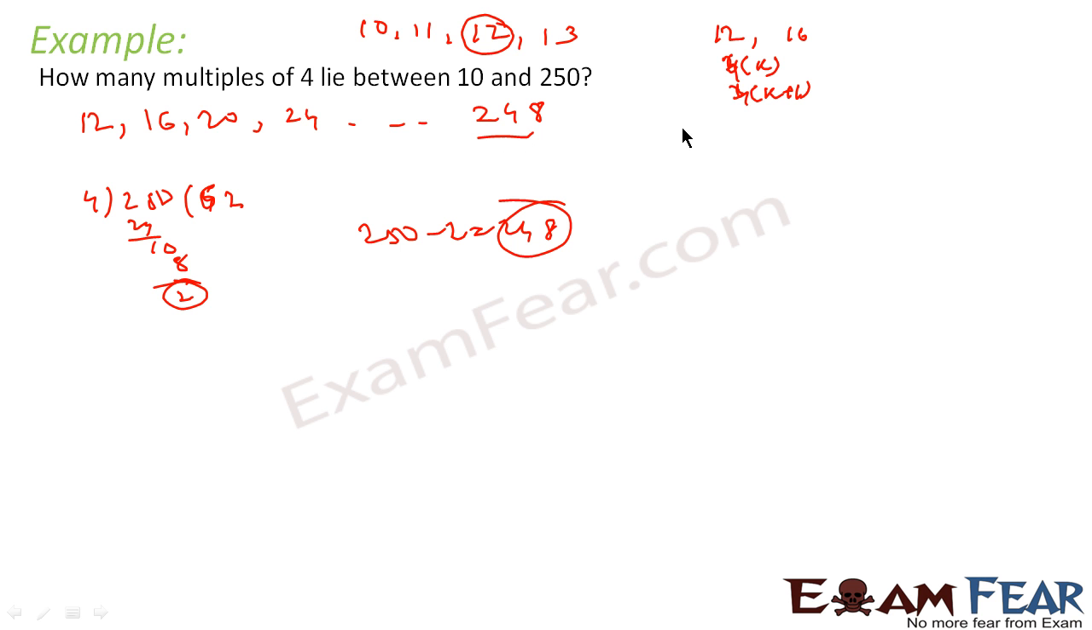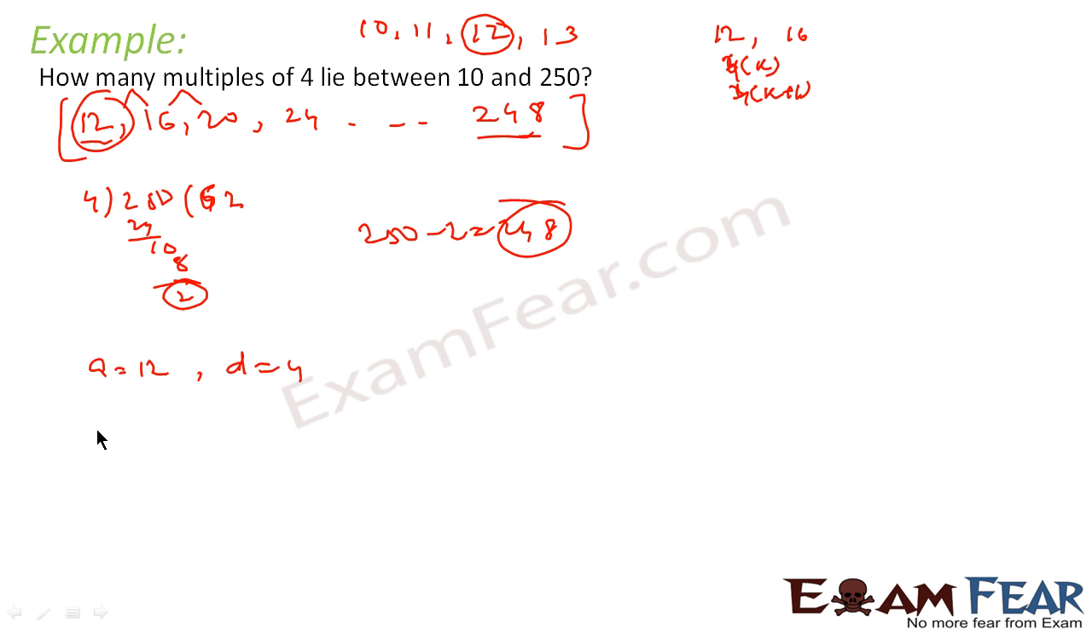Why? Because our range was 10 to 250. In 10 to 250, we know that 12, 16, 20, 24, up to 248 are divisible by 4. This is the range we have got. From that range, we have found the range which we are interested in, that is the numbers which are multiples of 4. And we got those numbers as 12, 16, 20, 24 till 248. So here also we know that A is equal to 12, D is equal to 4. This we know, if we subtract 16 minus 12, 20 minus 16.